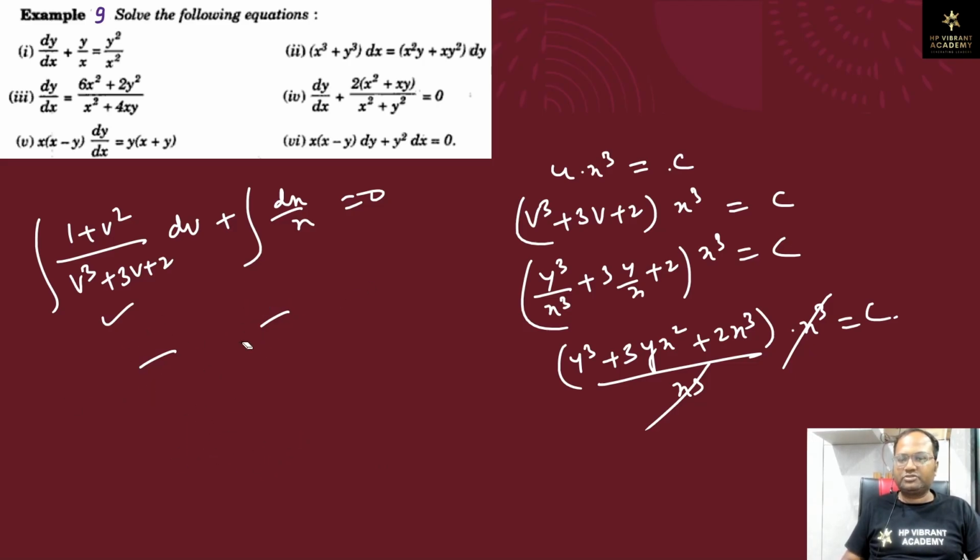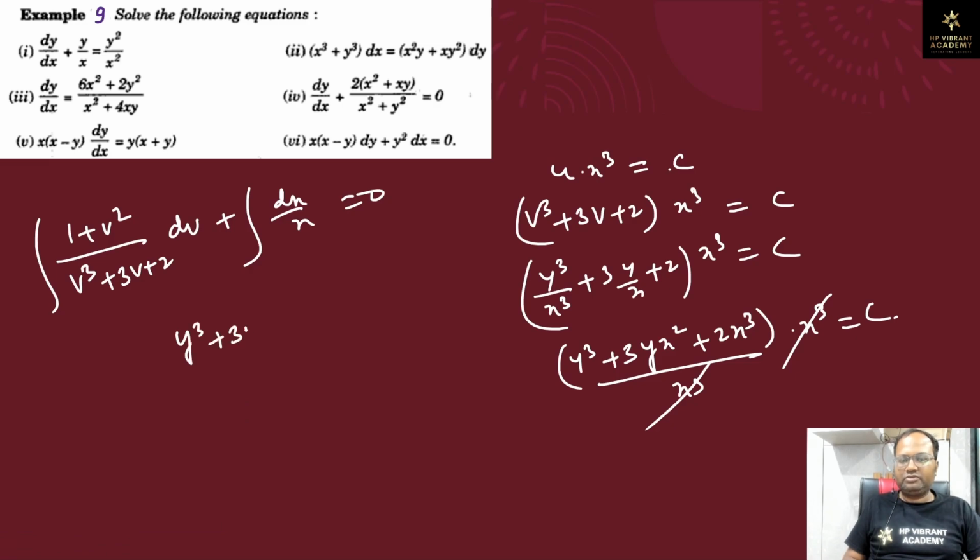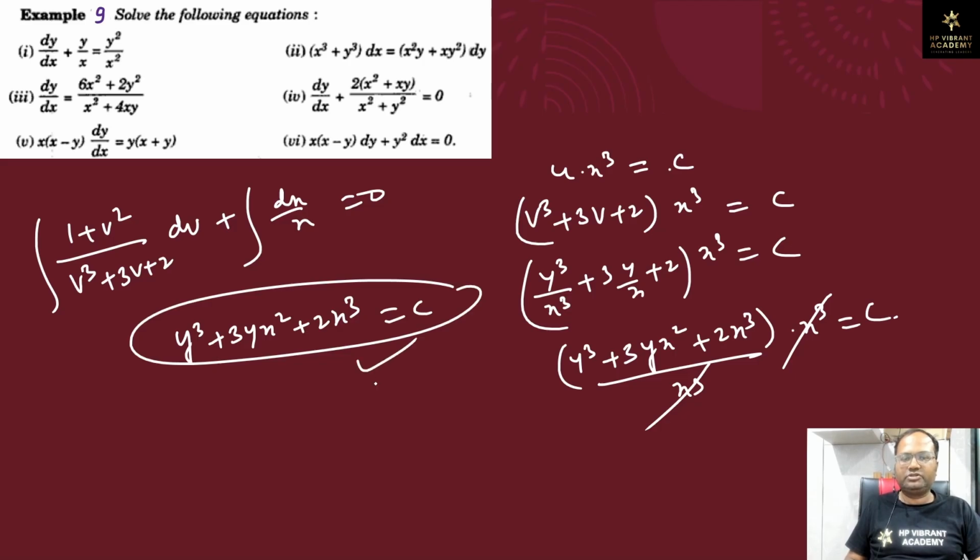So we have the general solution as y cube plus 3y x square plus 2x cube is equal to c. This is the general solution. Now let us discuss the fifth one.